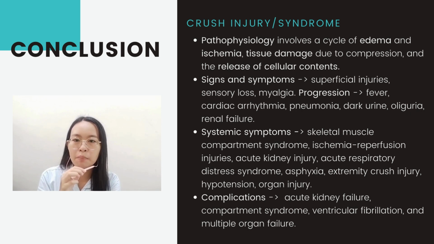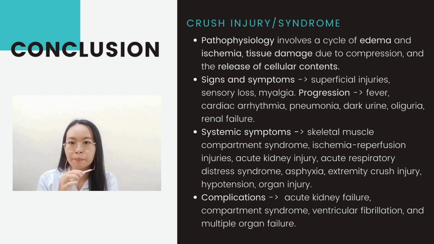dysfunction and electrolyte imbalance. Signs and symptoms of crash injury include superficial injuries, muscle bruises, blisters, petechiae, sensory loss, myalgia, and muscular paralysis. The progression includes fever, cardiac arrhythmia, pneumonia, dark urine, oliguria, and renal failure. Crash syndrome systemic symptoms include skeletal muscle compartment syndrome, ischemic reperfusion injuries, acute kidney injury, acute respiratory distress syndrome, asphyxia, extremity crash injury, hypotension, and organ injury.